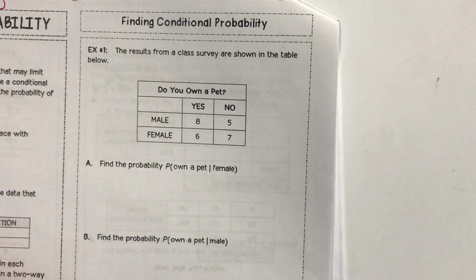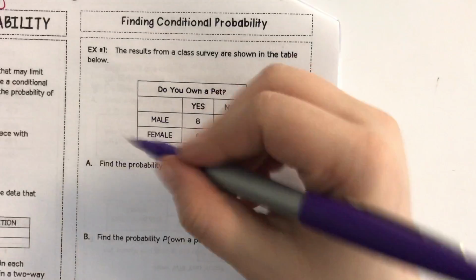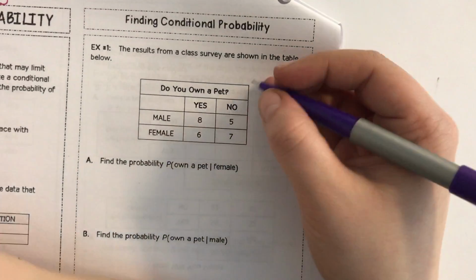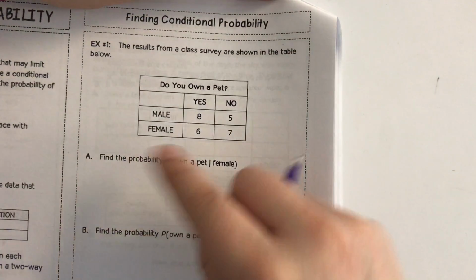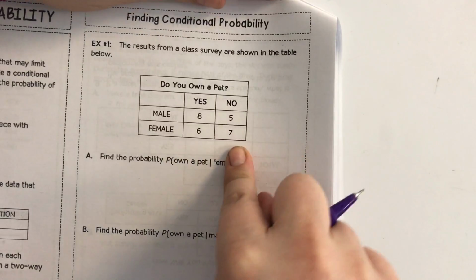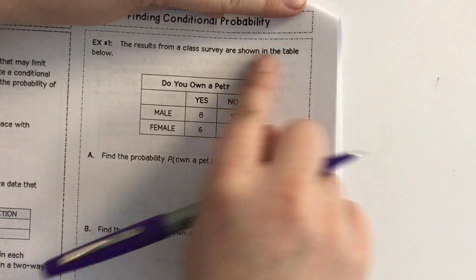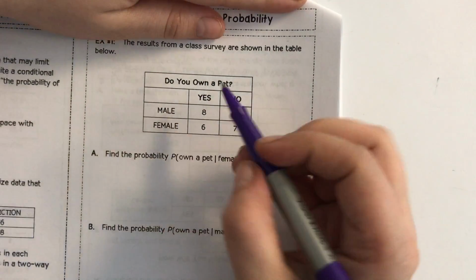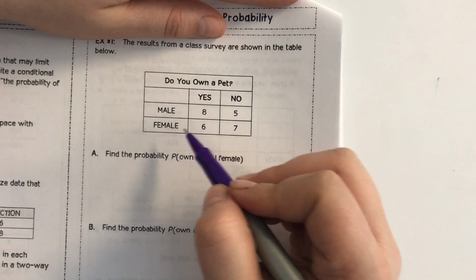So example number 1 is all about using a table to find conditional probability. We're going to get used to using a table. First of all, we're going to do like we did in concept number 2 and figure out the totals. The results from a class survey are shown in the table below: do you own a pet? Yes, no, and are you male or female?